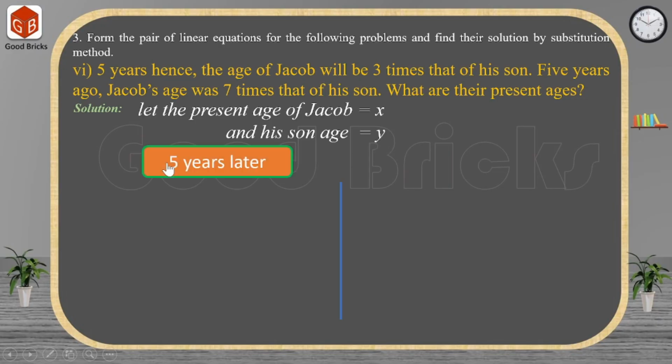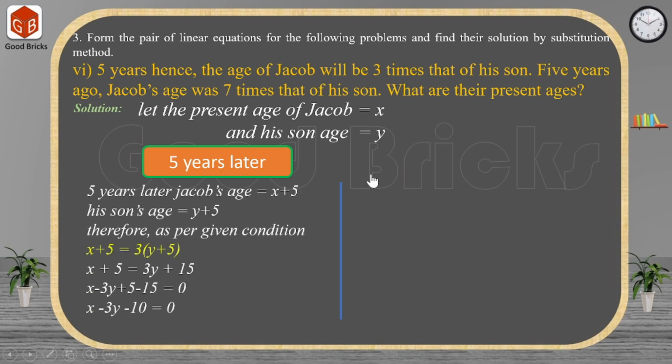So 5 years later, what happens? Jacob's age will be x plus 5 and his son's age will be y plus 5. As per the given condition, they said 5 years hence the age of Jacob will be 3 times that of his son. So x plus 5 is equal to 3 into y plus 5. What is this y plus 5? Age of Jacob's son. So when you simplify, you will get one equation, and let us call this equation 1.